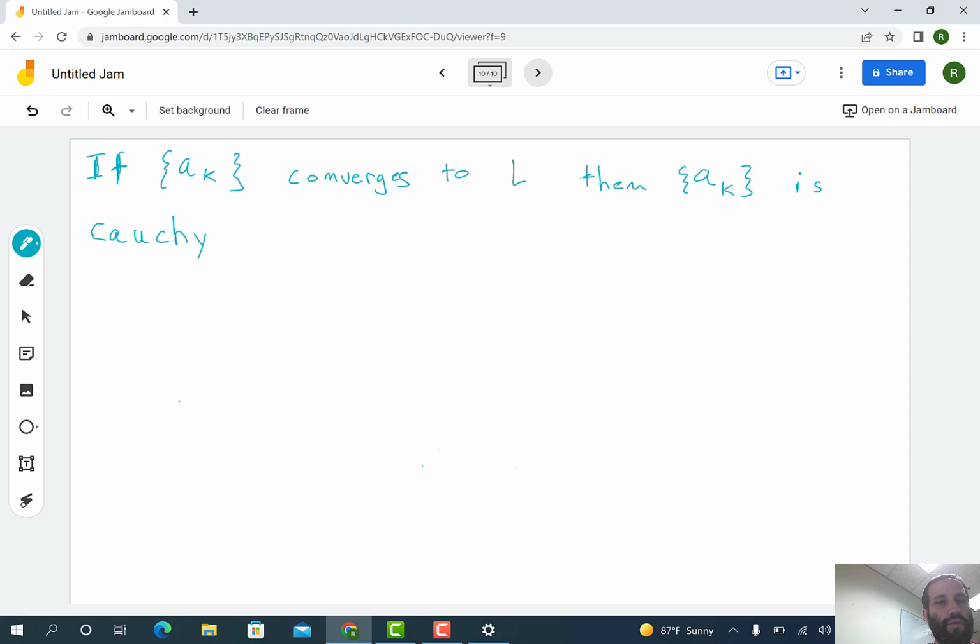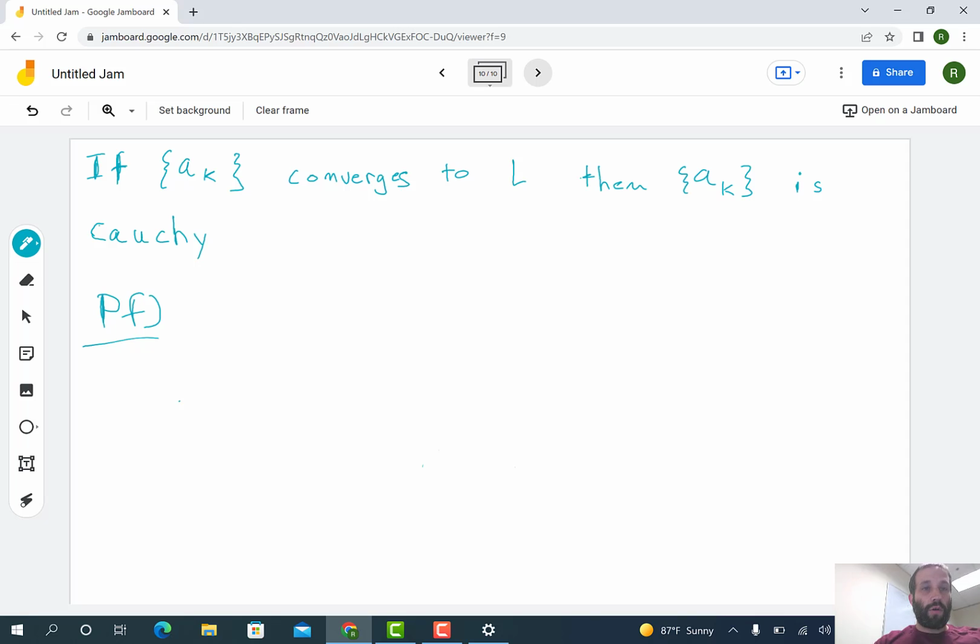So what is the proof going to be here? Well, the idea is, if I know that all of the a_k's are getting closer and closer to L, if all of the a_k's are within epsilon of L, this means that the lowest it could be would be L minus epsilon, and the biggest an a_k would be L plus epsilon. So this means all of the a_k's are within 2 epsilon of each other.